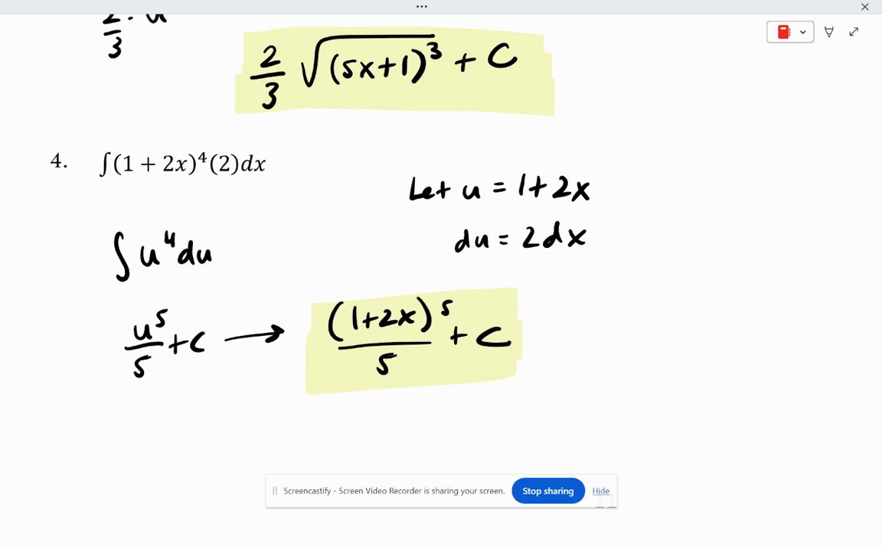So the next page is what? Why is it over 5? I had to integrate. It was u to the 4th. Never mind. I have 1/5, saying I'm being stupid. You're not stupid. Don't say that.